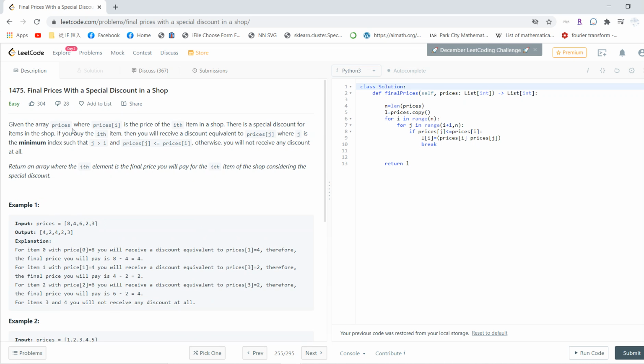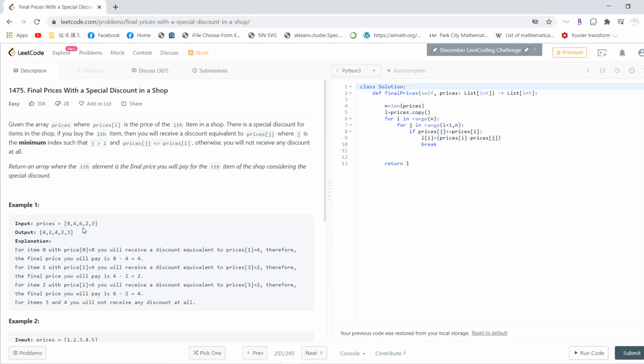Given an array prices where prices[i] is the price of the i-th item, there is a special discount. If you buy the i-th item, you will receive a discount equivalent to prices[j], where j is the minimum index such that j is larger than i and prices[j] is less than or equal to prices[i]. So it's the first one, right? So you remember, it is the first one.